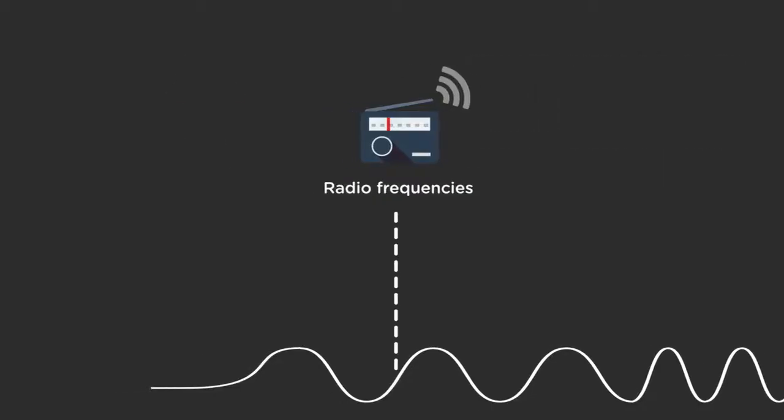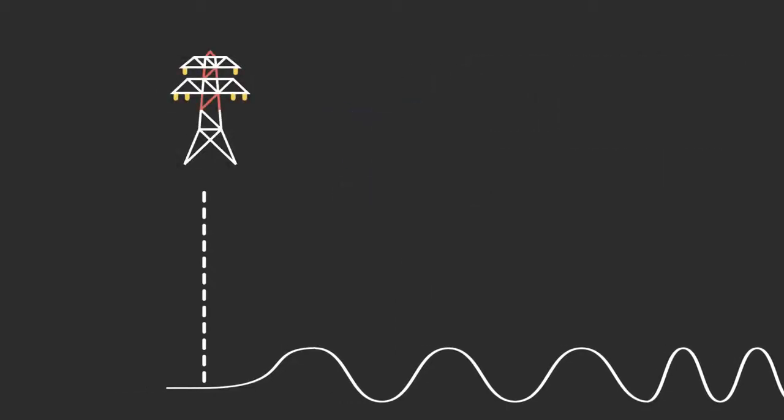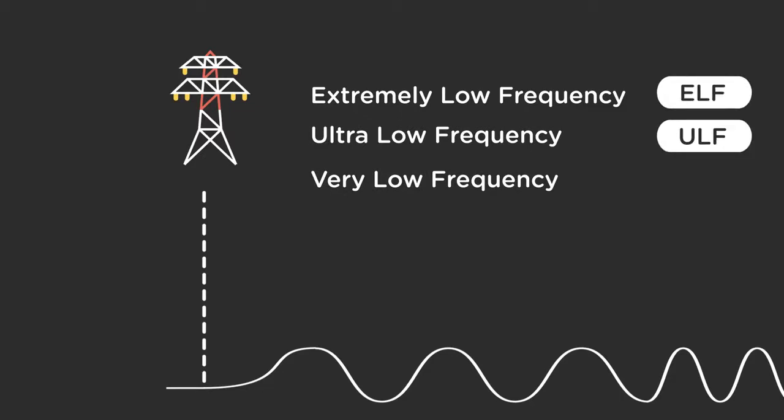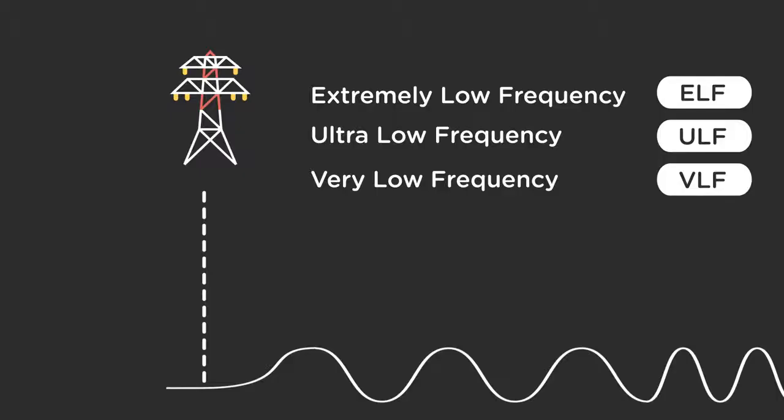In this lecture, we will focus on the very lowest radio frequencies of the radio spectrum. These are extremely low frequency, ultra low frequency, and very low frequency radiations. For the sake of brevity, let's call these ELF, ULF, and VLF. Today, we will learn about where the sources of these radio waves come from, how they are used, plus a couple of myths surrounding their effects.